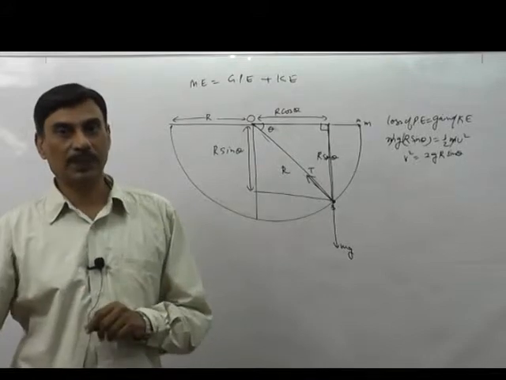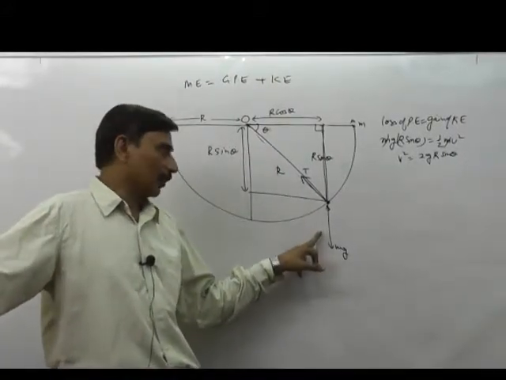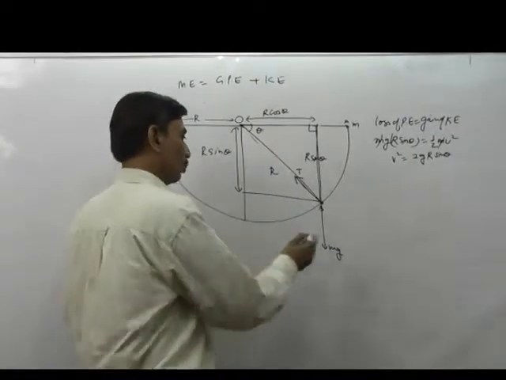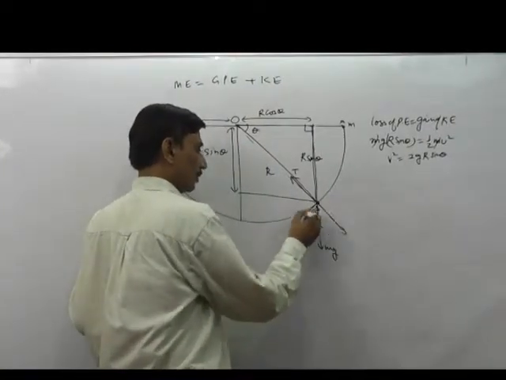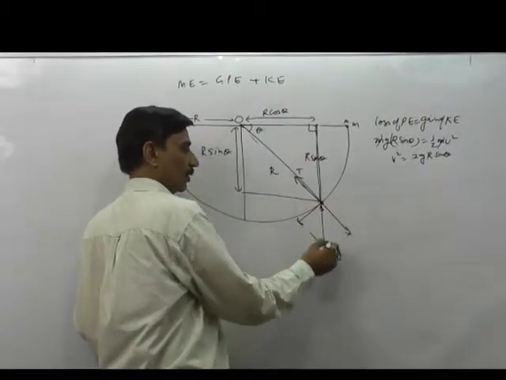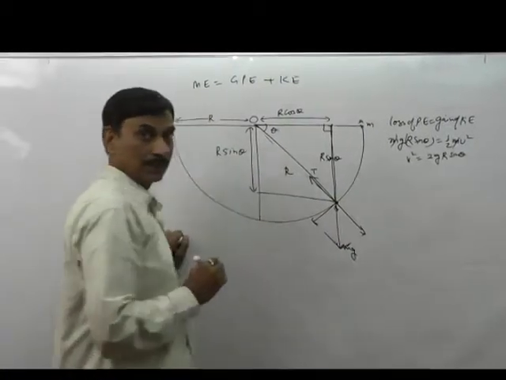How they will get broken is, break these forces in such a manner that one force is along the radius. I can break it like this. So this is mg, I break it into this component, and the other is this component.